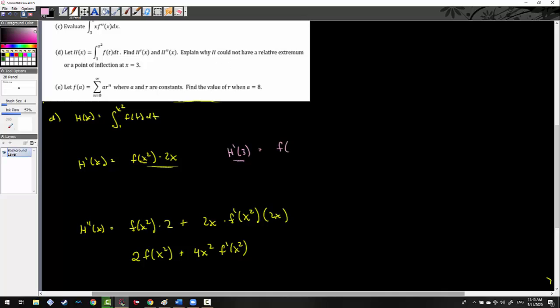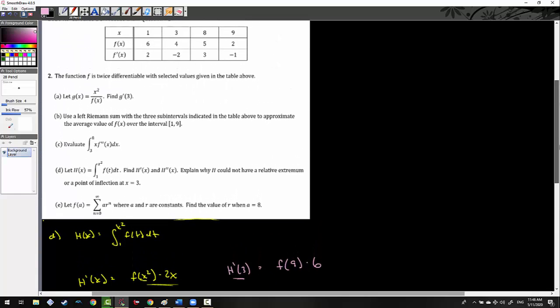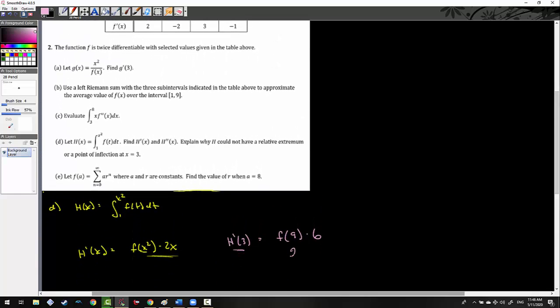So that's going to be f of 3 squared, which is 9, times 6. Well, what is f of 9? F of 9 is 2. So this here is 2 times 6, which does not equal 0. So then you can conclude that therefore h will not have a relative extremum at x equals 3, because your slope did not equal 0 there.